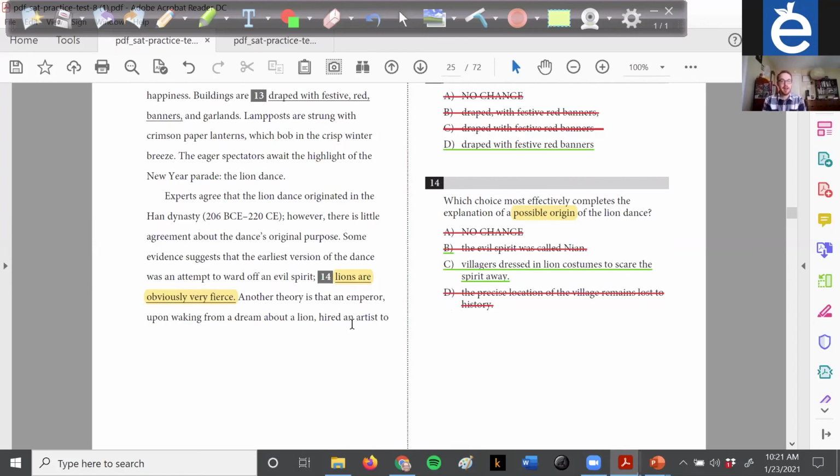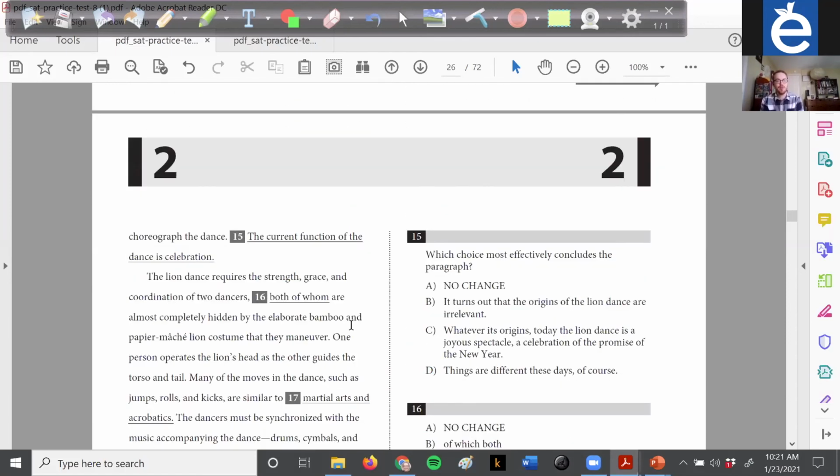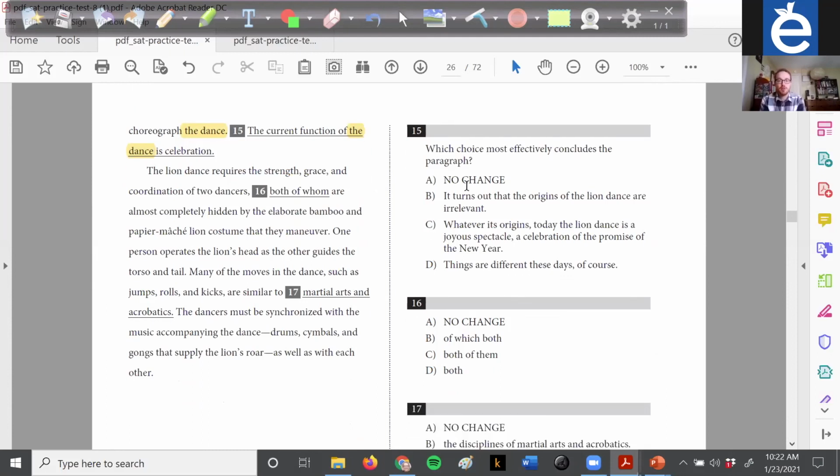Another theory is that an emperor, upon waking from a dream about a lion, hired an artist to choreograph the dance. The current function of the dance is celebration. You see this repetition here? The dance, the dance. That's another red flag. But before we get ahead of ourselves, let's just look at what we're actually being tested on. Which choice most effectively concludes the paragraph?